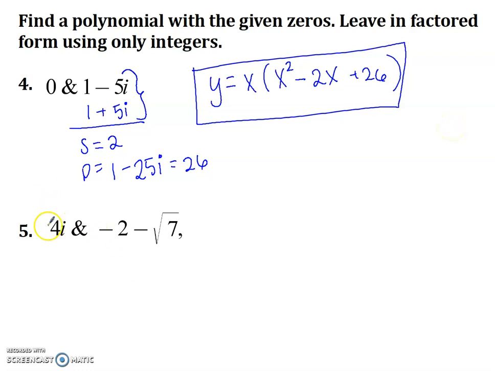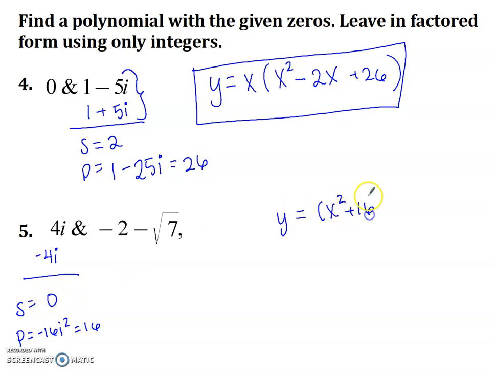Now on number 5, we're going to have to do minus the sum and plus the product. So here, if I have positive 4i, I also have negative 4i. So my sum, those are going to cancel out. My product is going to be negative 16i squared, which is just going to be 16. So for this one, I'm going to have y equals x squared minus 0x, and then plus the product, so plus 16.